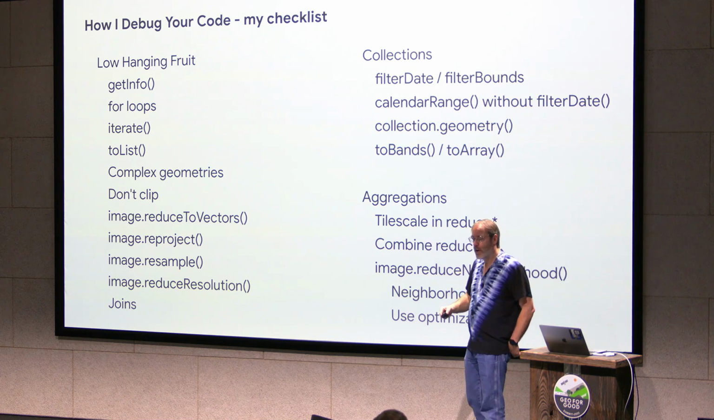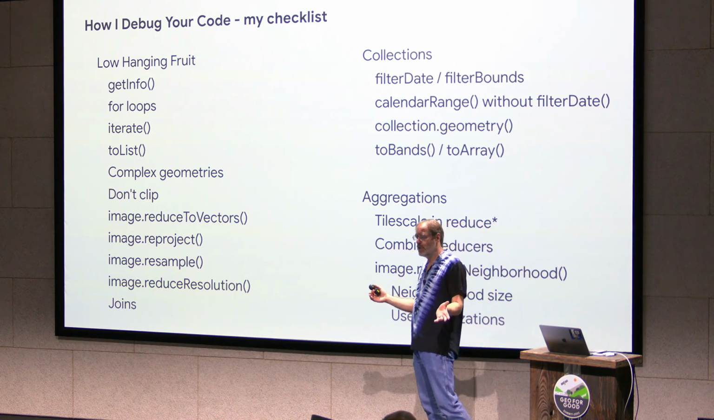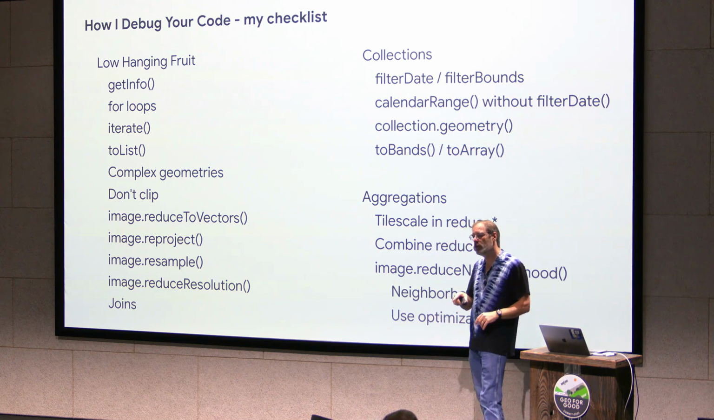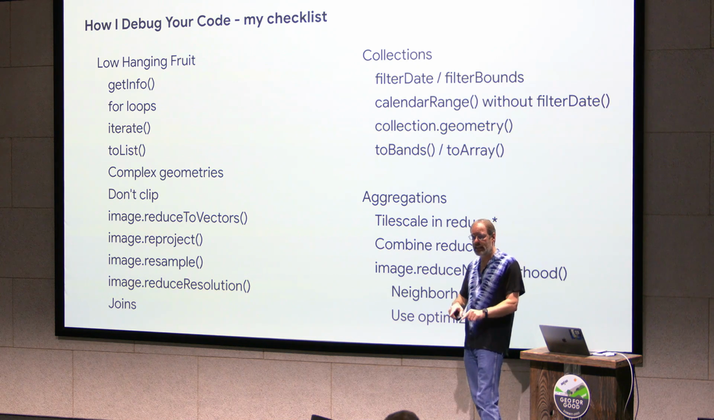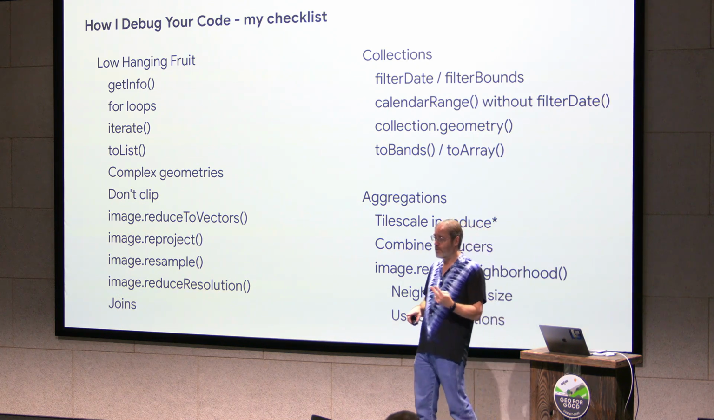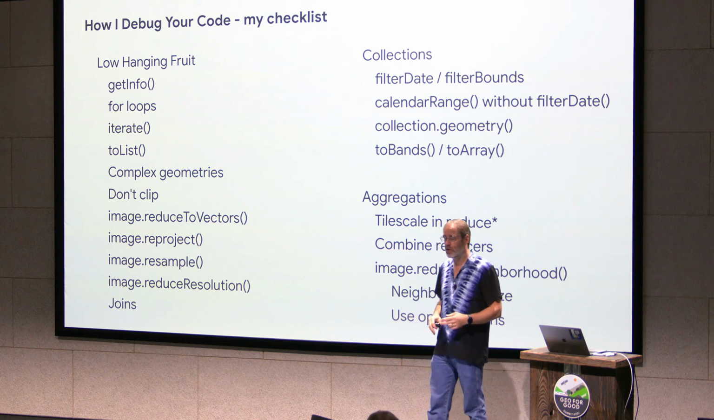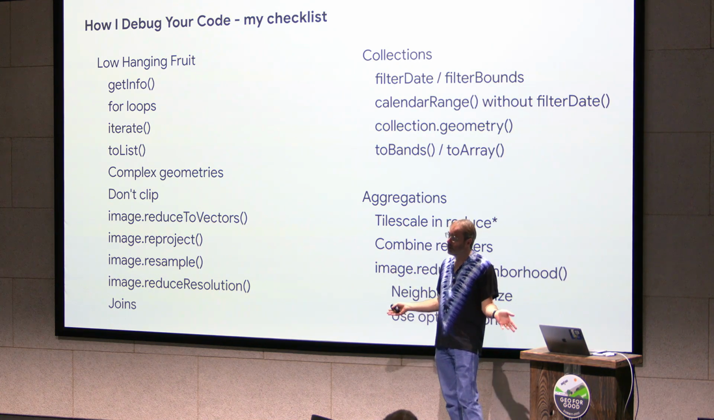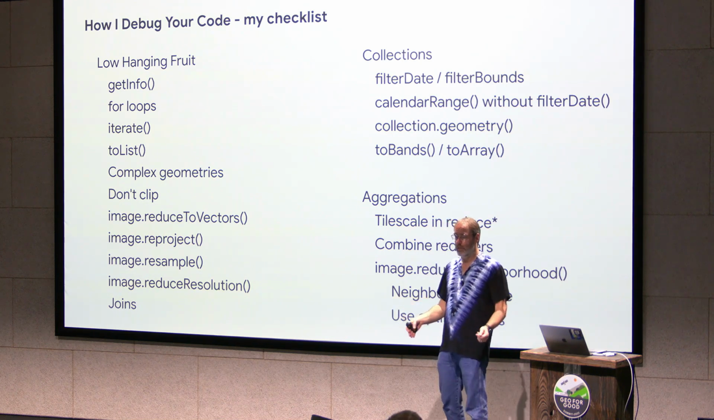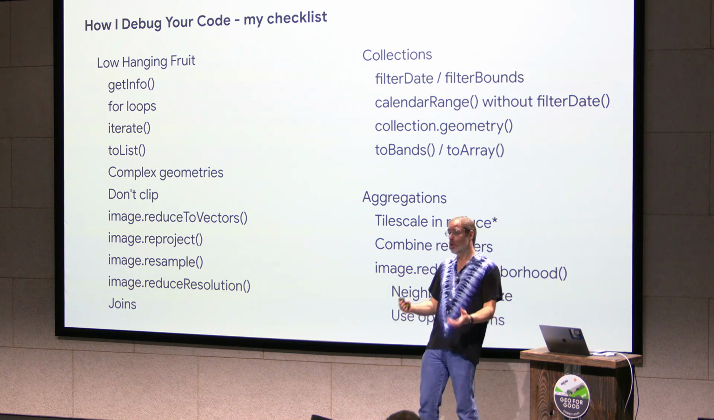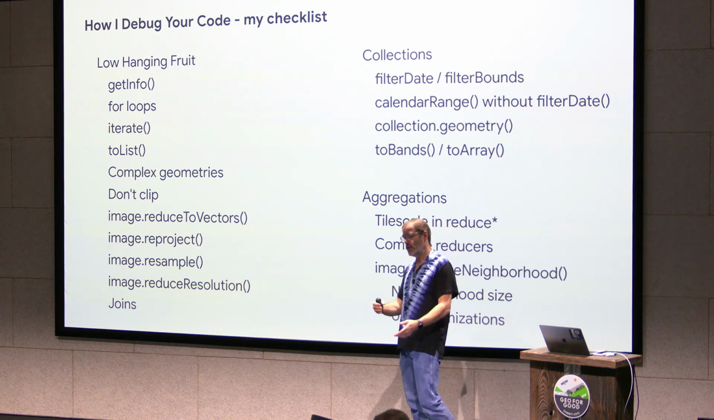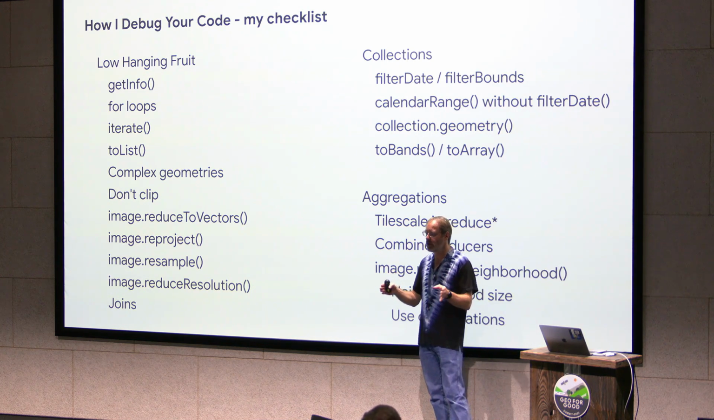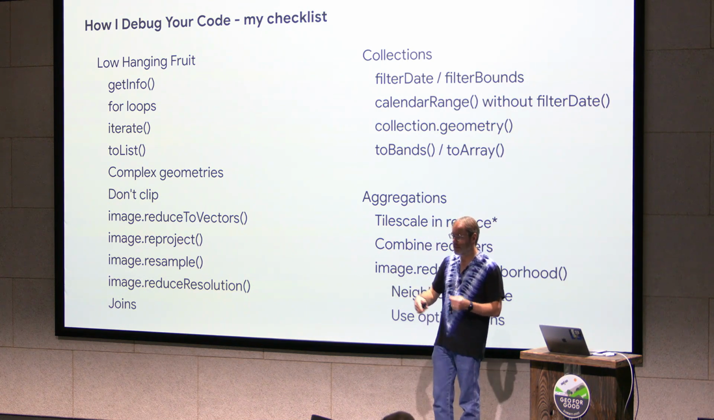If you're using calendar range, sometimes you just want the images from January. Make sure you have done some kind of filter date in front of that, because calendar range doesn't use any indexes, whereas filter date and filter bounds are very fast and they use indexes. So if you just say, here's the entire Landsat collection, give me all the images from day of year 1, that's going to take a really long time and touch every single image. And then you're going to say, give me all the images from day of year 2, and that's going to take a really long time and touch every single image. So try to filter to an appropriate unit first, and then calendar range on top of that.